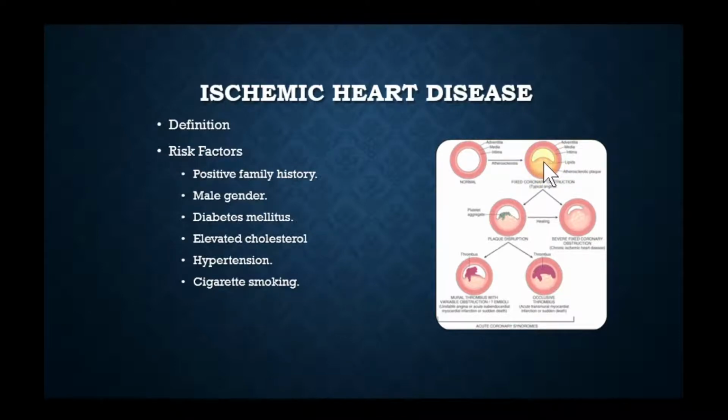the lumen. And when it reaches a big size and ruptures within the lumen, this lipid material is thrombogenic and will be exposed to the bloodstream and cause platelet aggregation and thrombus formation, which in turn will obstruct the lumen of the coronary arteries. This might cause either angina pectoris, which is the symptom of ischemic heart disease, or the more severe myocardial infarction.